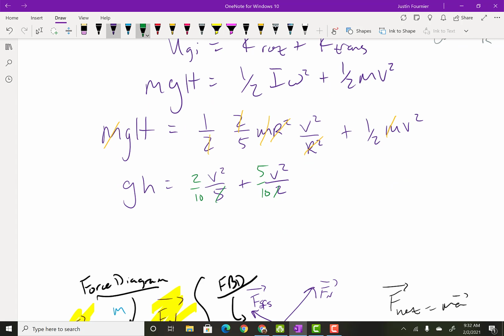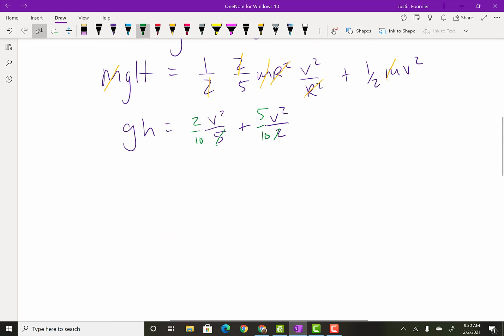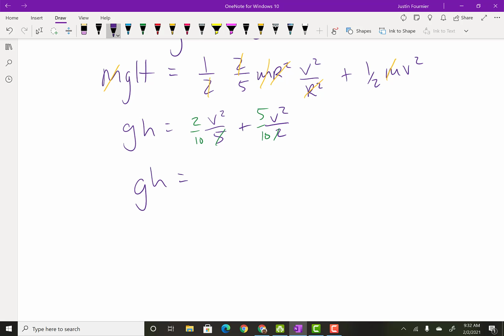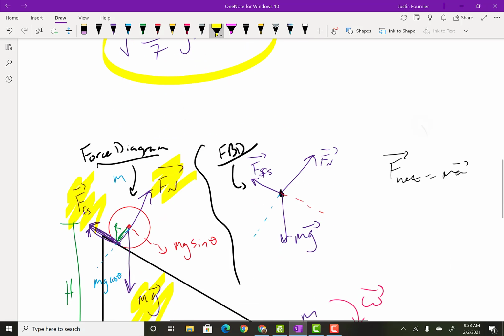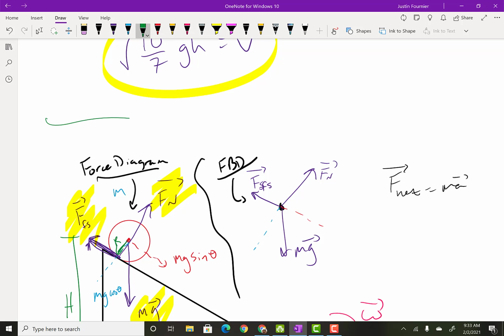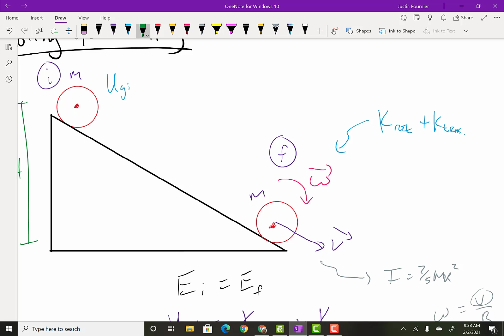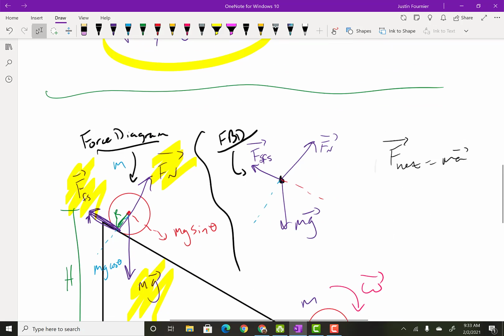So I got, whoa, that's a lot of color. So gh equals 7/10 v squared. Then I can solve for v: 10/7 gh, square root, and that's my speed. And notice, it does not depend on the radius, like you saw in your Pivot Interactive lab, and it doesn't depend on the mass either, this final speed.